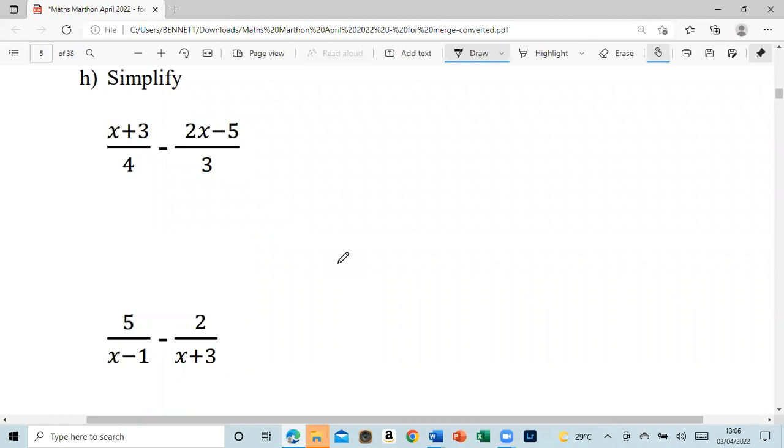All right, guys, simplify this one. So it's x plus 3 divided by 4 minus 2x minus 5. Guys, I was supposed to put some division in it, you know, and then for some reason it sidestepped me. So we're gonna just put it aside, all right?